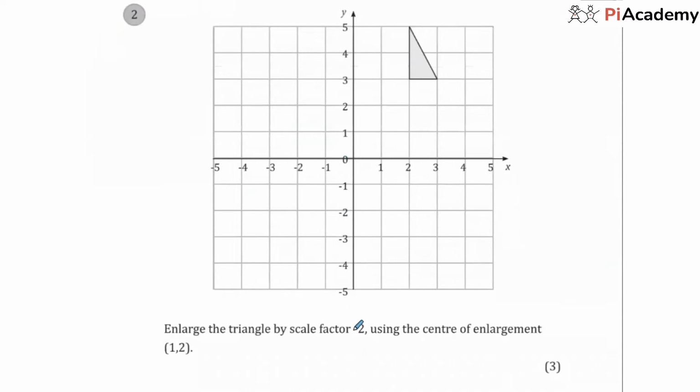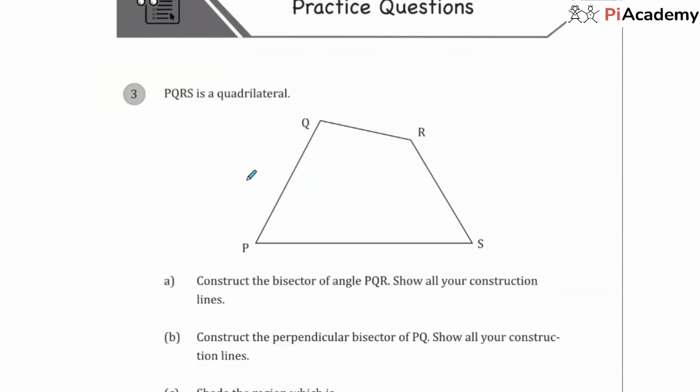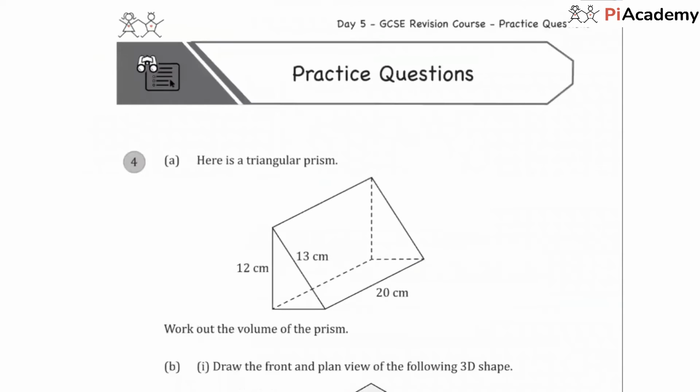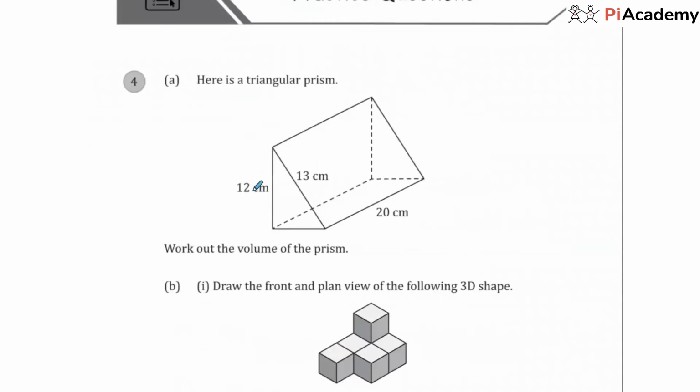Enlarge the triangle by a scale factor of 2. We cannot draw this, so let's skip it. Okay, here is a triangular prism. Work out the volume of the prism. Can you do that, all of you? Can you find the volume of the triangular prism?